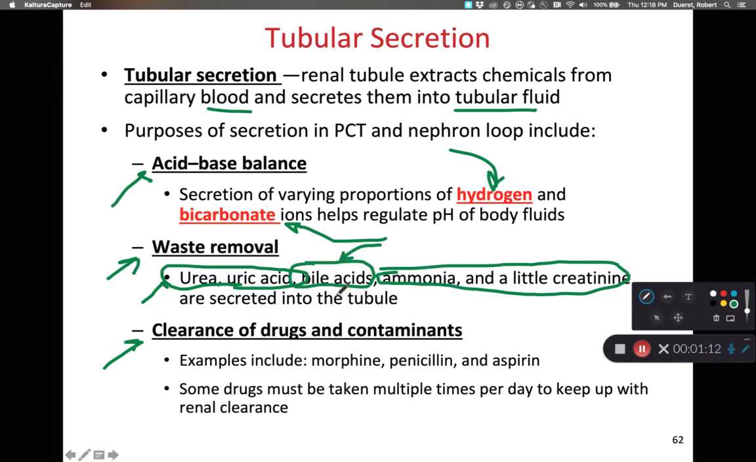We also tubularly secrete drugs to get them out of our bloodstream. Classic examples include these super common medications. We are going to need to urinate them out, and some drugs we can urinate out more easily than others. Some drugs have a high rate of clearance, other drugs have a very low rate of clearance. If a drug has a high rate of renal clearance, that means we urinate it out very quickly, which means we have to take that same drug multiple times within a day so we can maintain the desired drug concentration within our bodies.